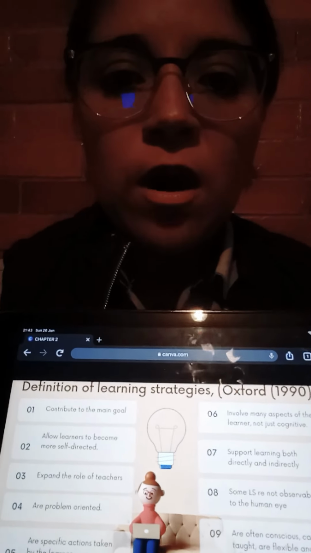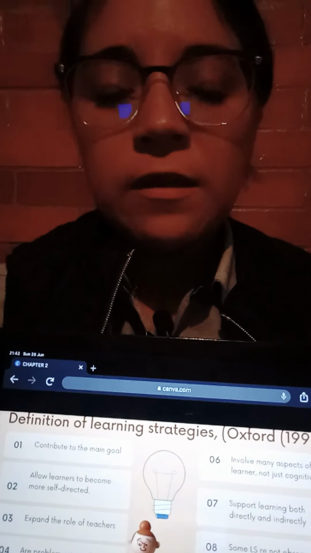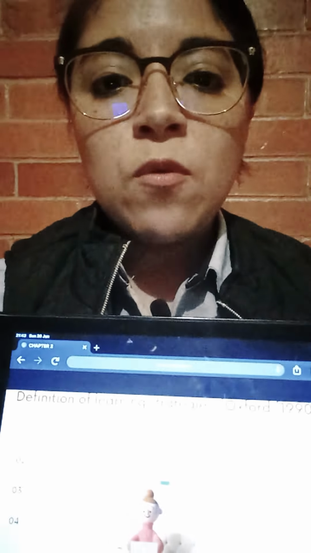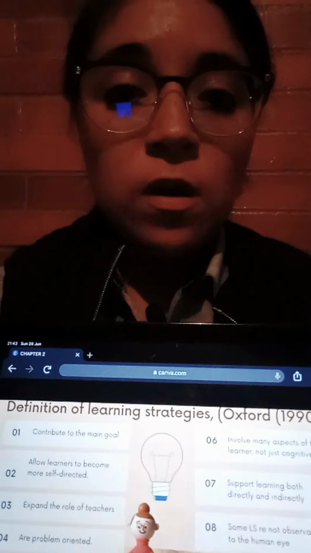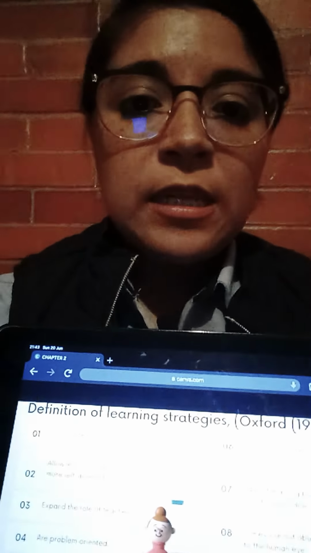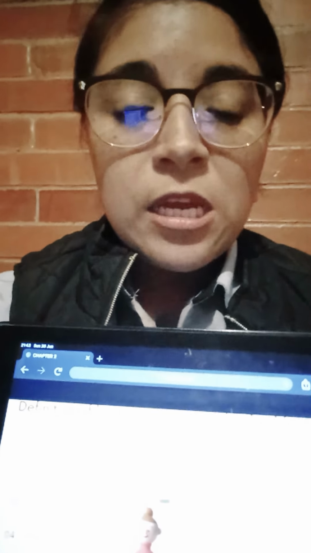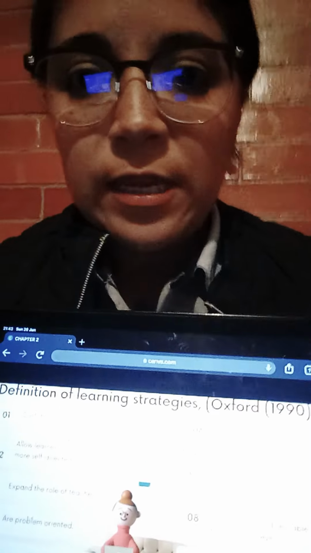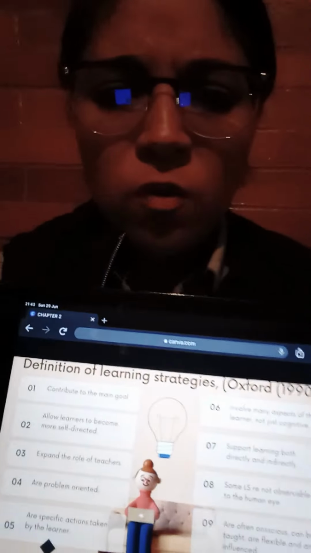They are guides. They are no longer just everything, the person who is going to talk all the class all the time. No, now the teachers allow and help students again to be more autonomous, are problem oriented. Why? Because there is a problem to solve. The learning strategies, well, they exist to help us to learn and to understand things. Are specific actions taken by the learner. Well, what can we do to learn?